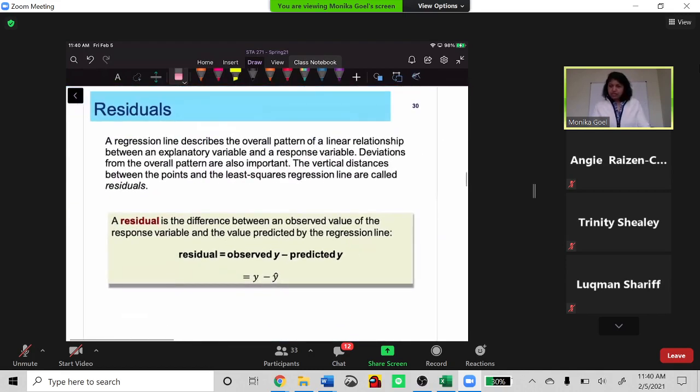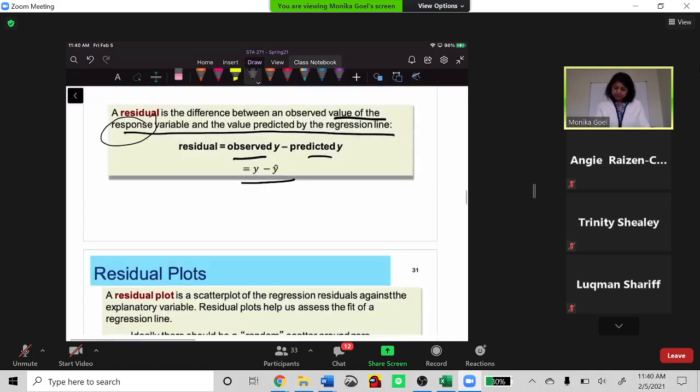And here you can see the exact definition for the residual. It is the difference between the observed and the predicted value of the response variable, the value predicted by the regression line. And again, you are predicting the response variable. So y minus y hat: observed minus predicted.